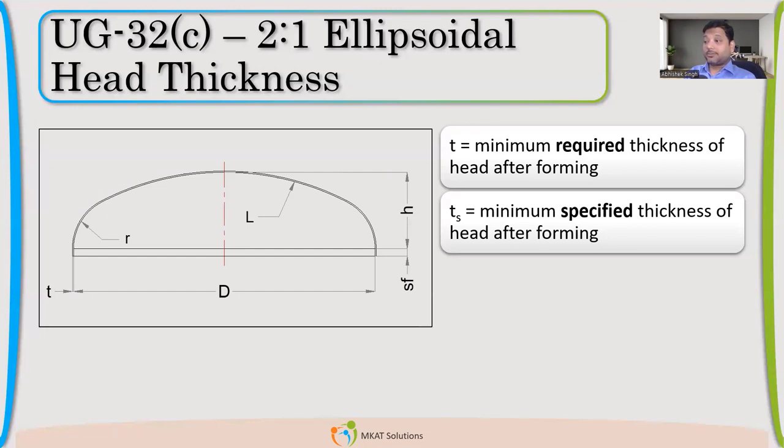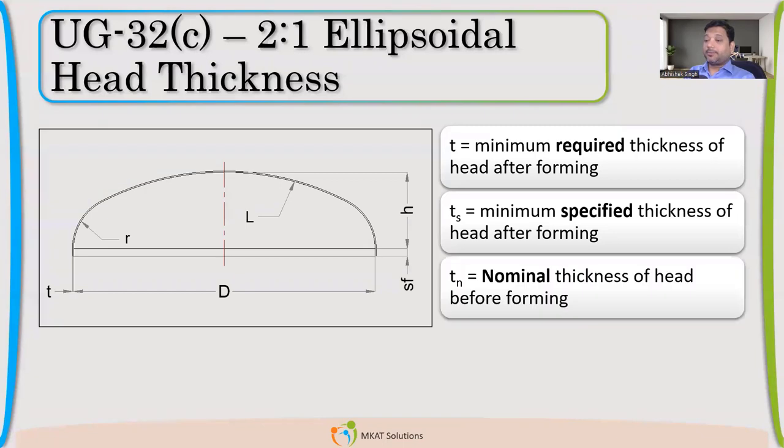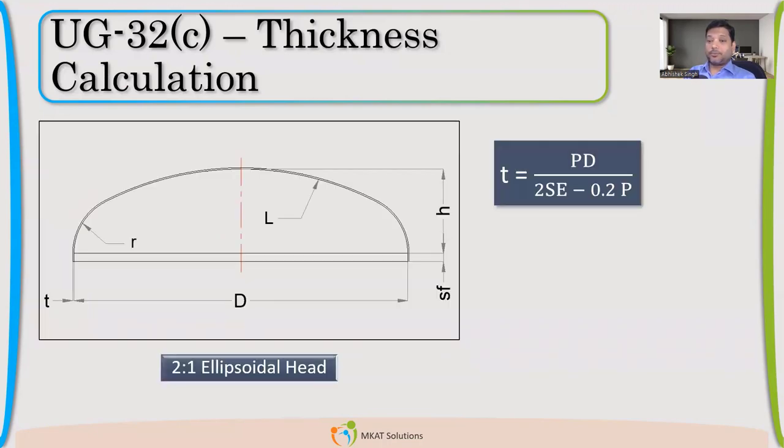Yes, cost is compromised when we talk about fabrication, from the manufacturer's point of view. But as a designer, our intention should be to make a completely safe design. That should be our topmost priority, not the cost. Okay. So nominal thickness, specified thickness, and the minimum required thickness. These are the terms which I hope you now understand.